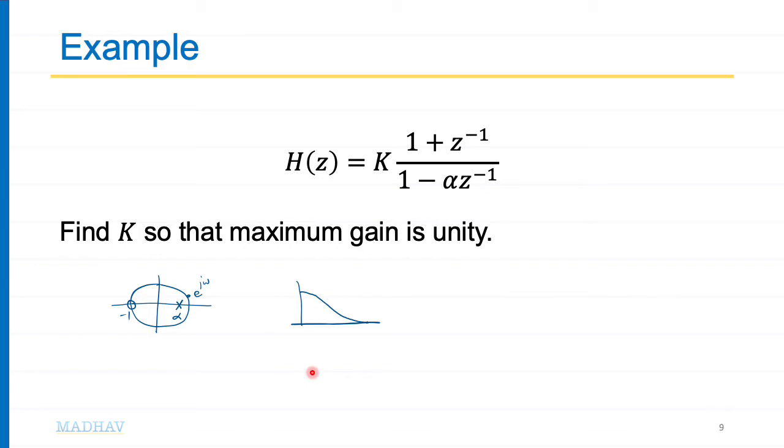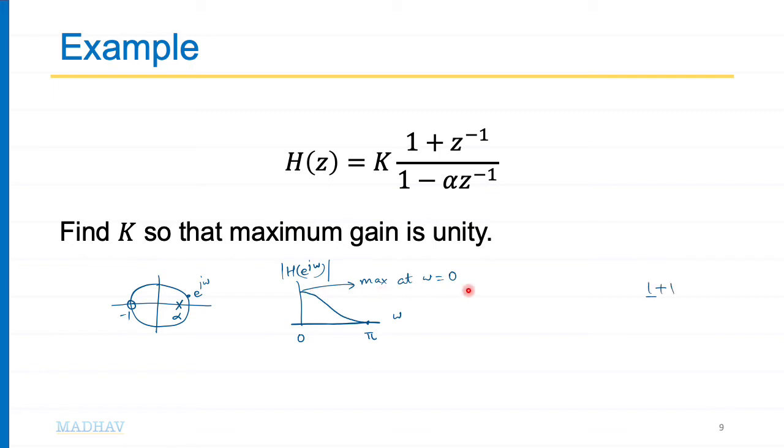And what we find here is that at pi it is 0, and at 0 it is the maximum value. Now you have to find the value of k so that your maximum gain is unity. And what is the maximum gain? It is here at omega equal to 0. So maximum at omega equal to 0.